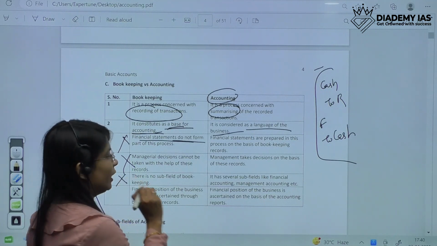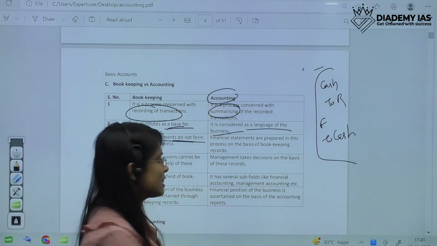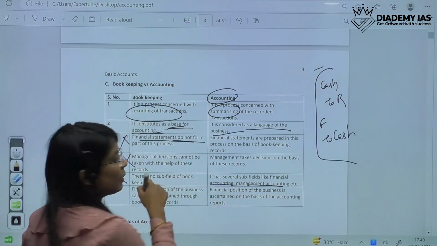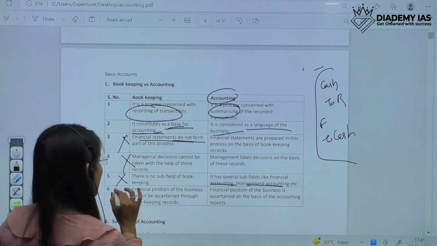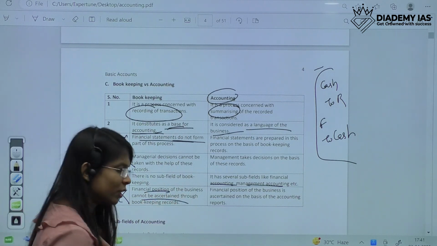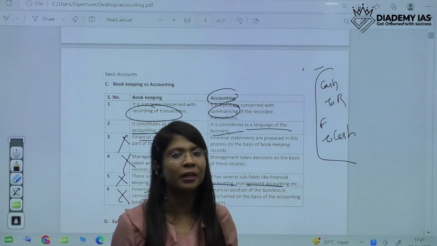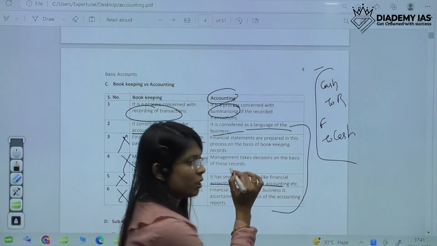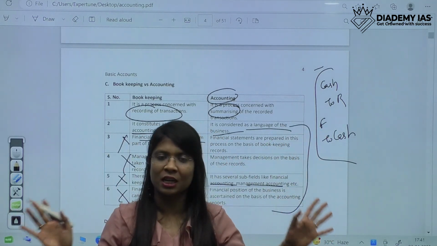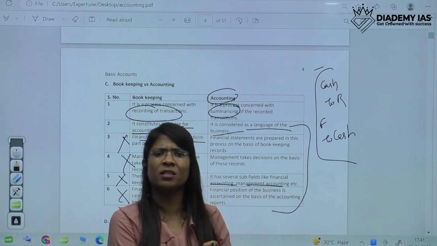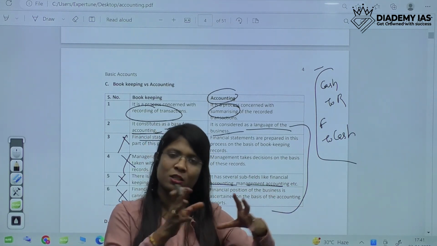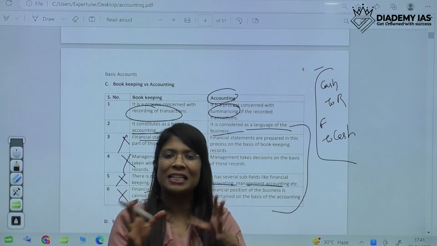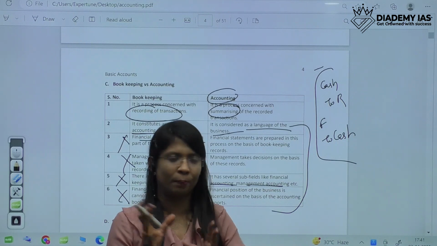There is no subfield. Accounting has certain subfields like financial accounting and management accounting, which we'll discuss, but there are no subfields of bookkeeping. And no financial position can be ascertained. That's obvious: if financial records can't be made, financial position also can't be ascertained. But all these can be done in accounting. So accounting is a wider picture, whereas bookkeeping is just a very small subset of accounting. That's the basic difference between accounting and bookkeeping.